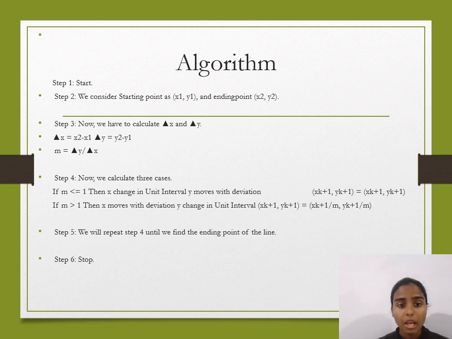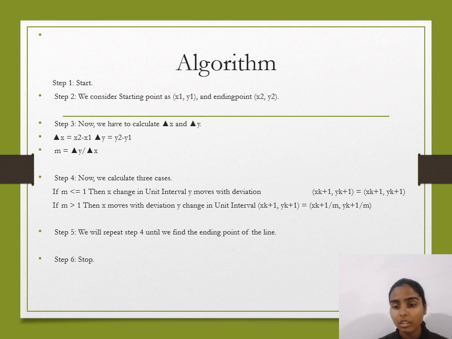In case 2, m is greater than 1, then x moves with deviation, y in unit interval. xk plus 1 equals xk plus 1 upon m, yk plus 1. In step 5, we will repeat step 4 until we find the ending point of the line. And in step 6, we have to stop.